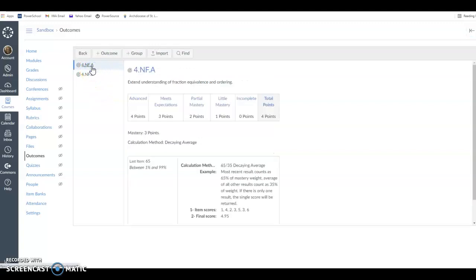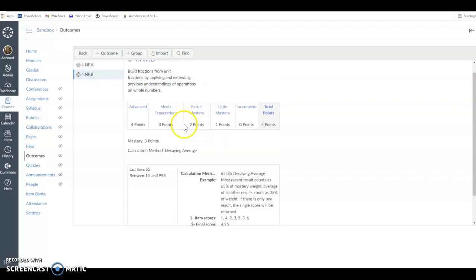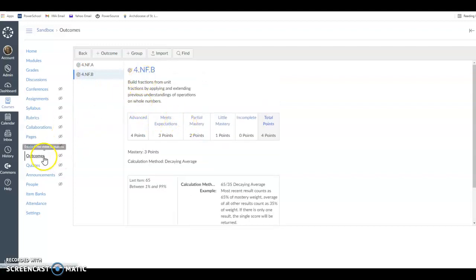So I added 2 concepts, and then I added the points for those. So advanced for 4 points, meets expectations, and so on. A 0 would be if the question was just completely not answered, if they just skipped it. So that would be a 0 counted towards this standard. So then I used these 2 different standards to create a quiz.